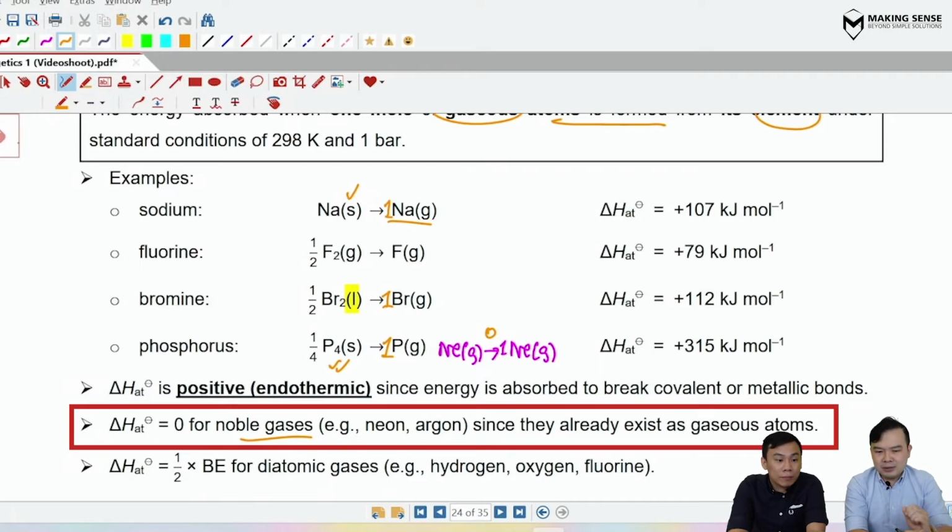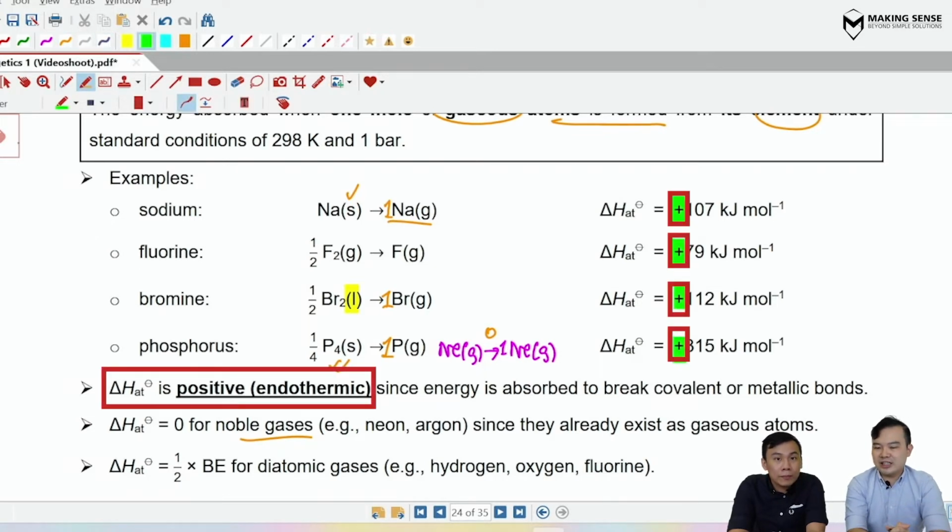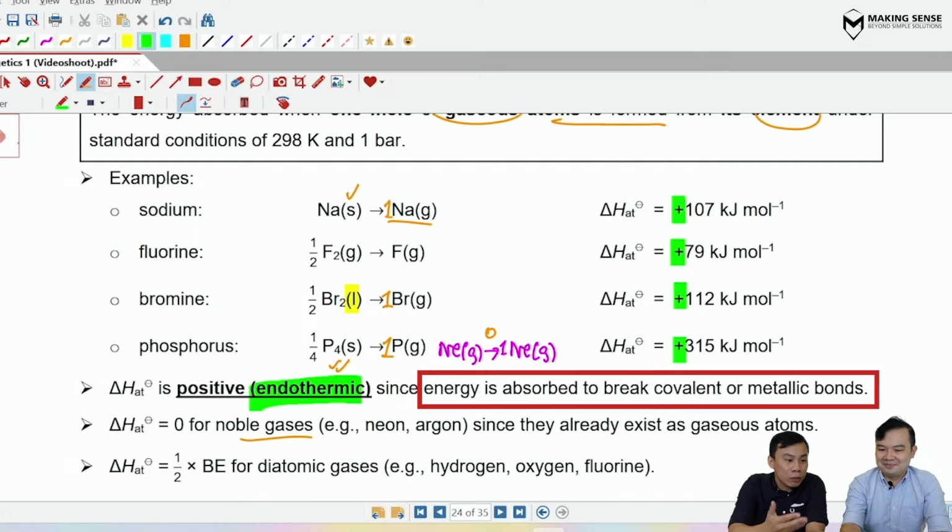Okay. One important thing that I noticed over here, Mr. Yap, is that all these enthalpy changes of atomization are all positive. Can you shed some light on why this is so? Because the enthalpy change of atomization is an endothermic process, as it involves breaking of bonds, which could be metallic or covalent bonds in nature. So that's why it's always a positive value. Very insightful.